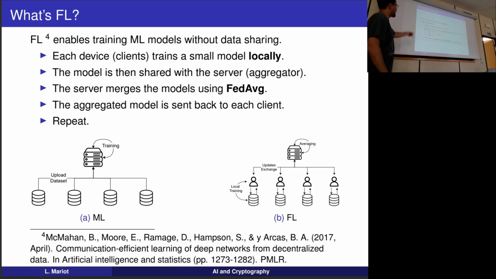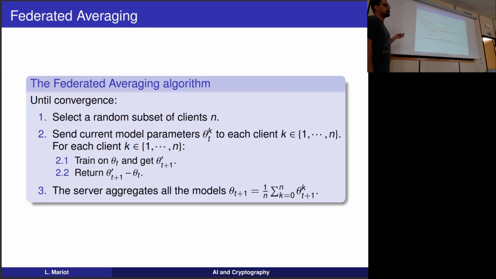So this is, let's say, the federated averaging algorithm in more detail. The idea is that until we converge to a stable prediction for our model, the server is going to select a random subset of clients, n clients in total, and then it will send the current parameters of the model that it gathered from the various local clients to each client in this subset. And then for each of these clients, it will say, okay, you are going to train this model over this particular set of data, starting from the parameters that I gathered until this time t.